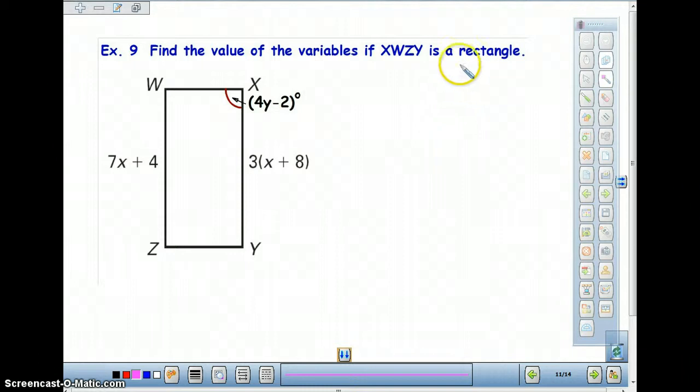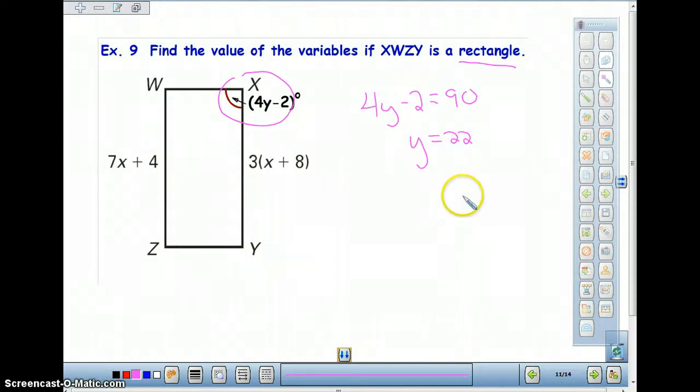Okay, and we know this is a rectangle, so when I'm looking for this angle right here, we know that angle is what? It's 90 degrees. So we go 4y minus 2 equals 90, and we get y equals 22. Okay, here opposite sides are congruent, so we have 7x plus 4 is going to be equal to 3x plus 24. I went ahead and distributed that. Move my 3x over, I get 4x equals 20, and my x is going to equal 5.